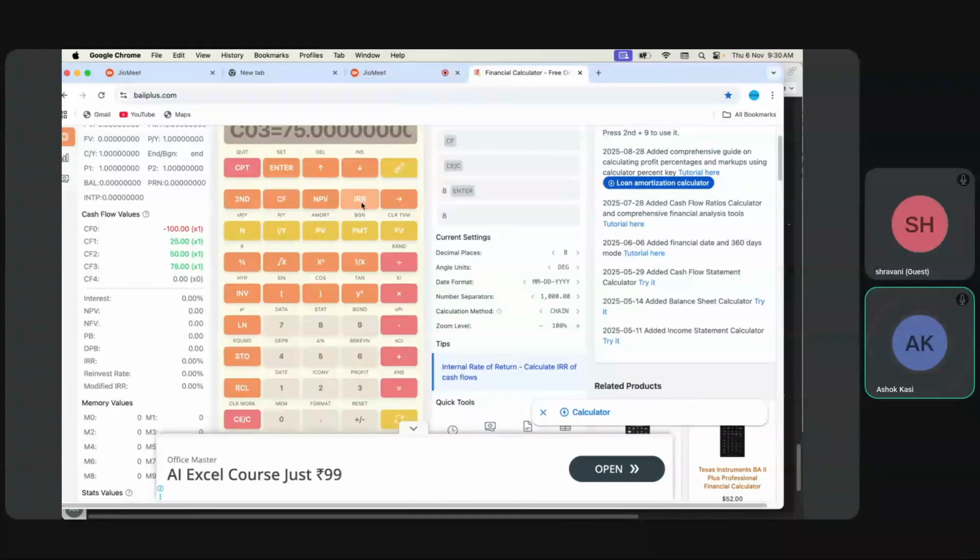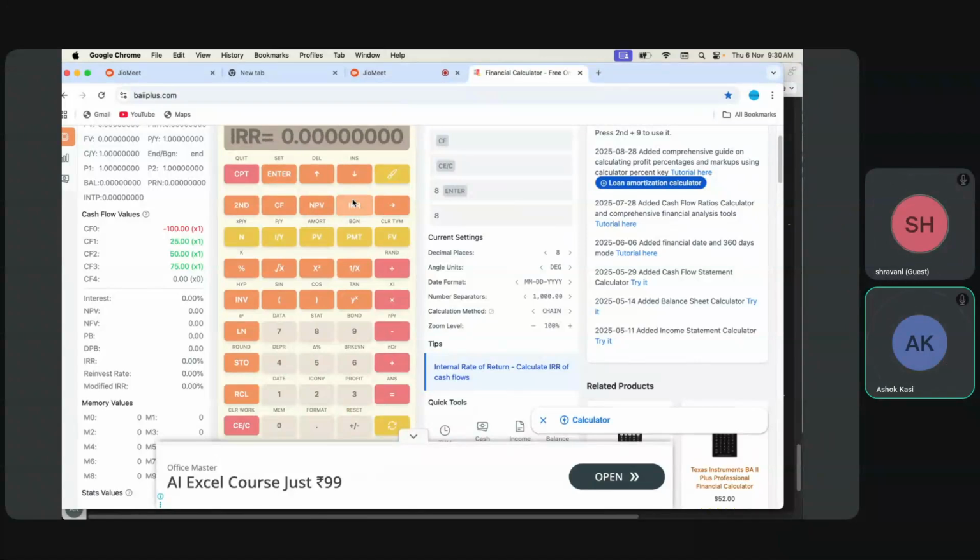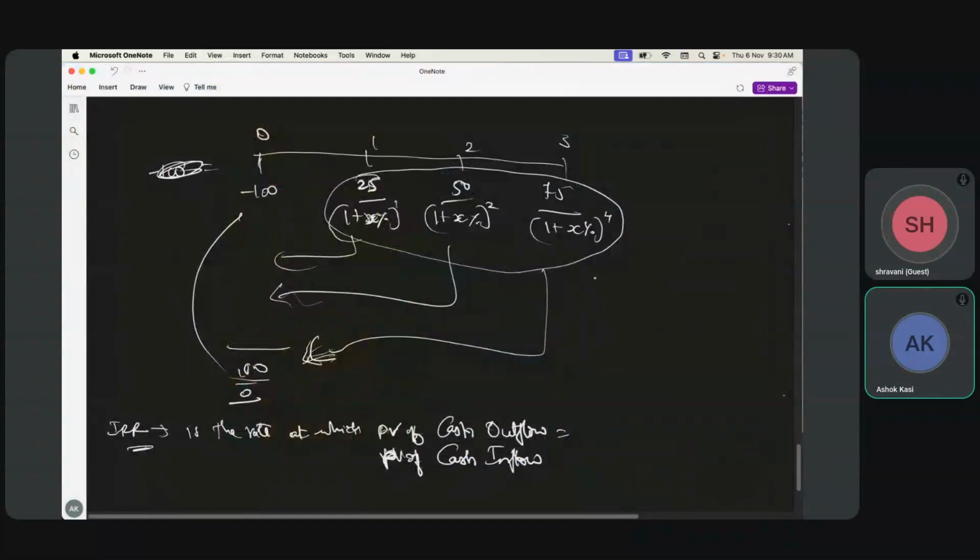Then, have you done till here? Click on IRR. It will show 0, click on compute. So 19.43 percentage. If I use 19.43 percentage, I will get 0 NPV.